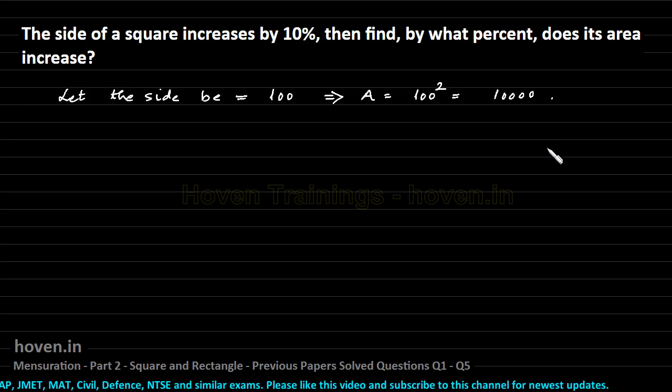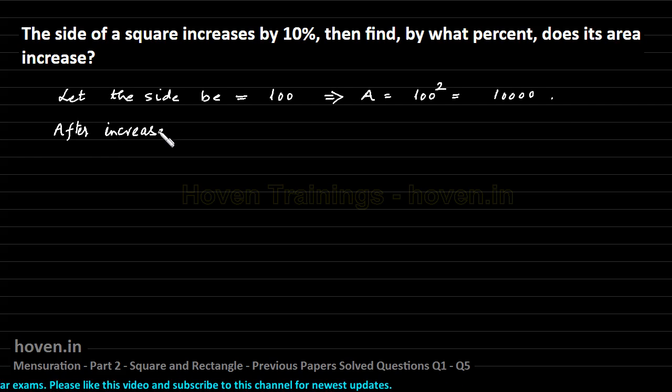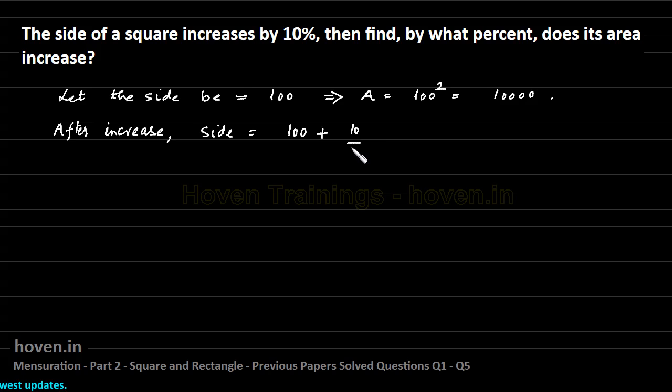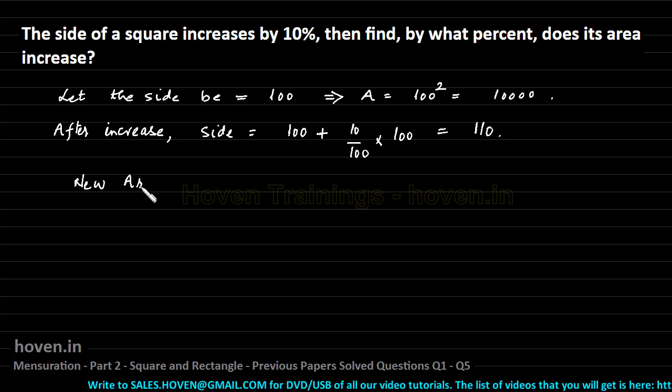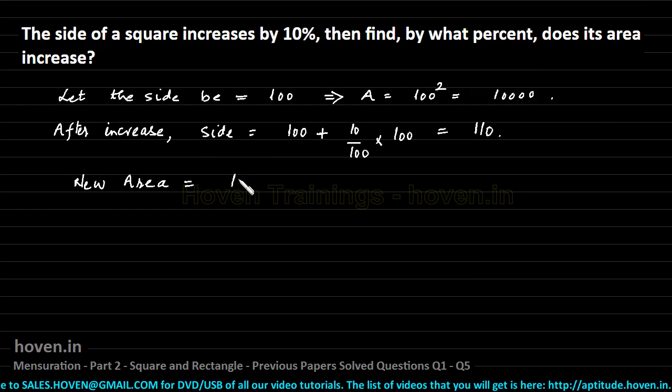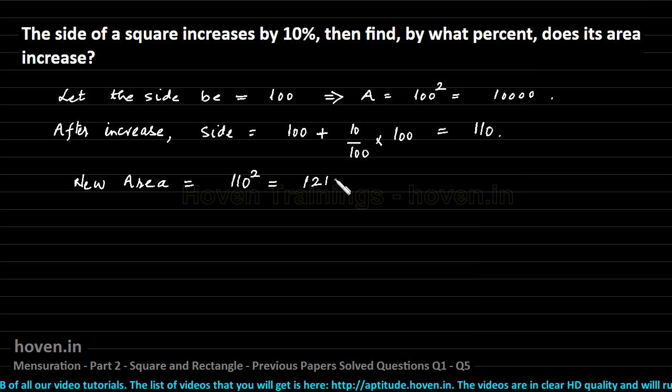This is what we have. And after increase, side will be equal to, side increases by 10%, so it will be 100 plus 10% of 100. This 100 will cancel out, so we will get 110. And what is the new area? New area is equal to 110 square, which we can see is 11 square will be 121. It will be 121 00.